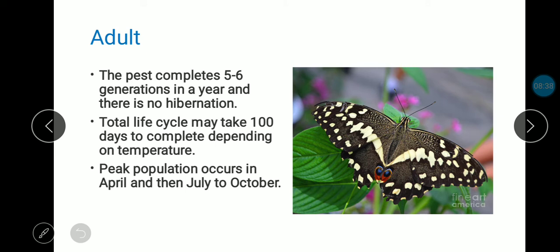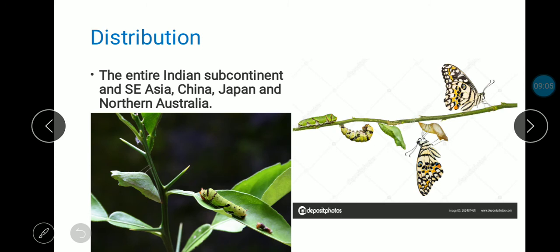Adult pests complete 5 to 6 generations in a year, and there is no hibernation. The total life cycle may take 100 days to complete depending on the temperature. Peak population occurs in April and then July to October, but throughout the year, the population is present. Its distribution is the entire Indian subcontinent, Southeast Asia, China, Japan, North Australia, etc. And all the citrus family plants are occupied by the citrus pest called Papilio.